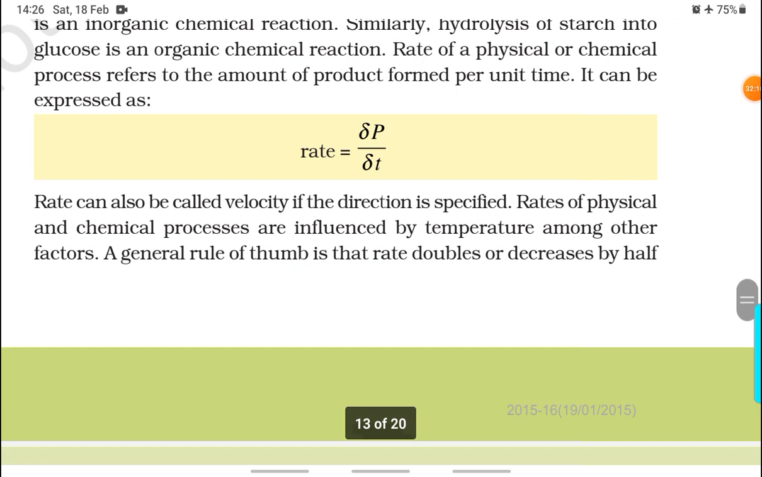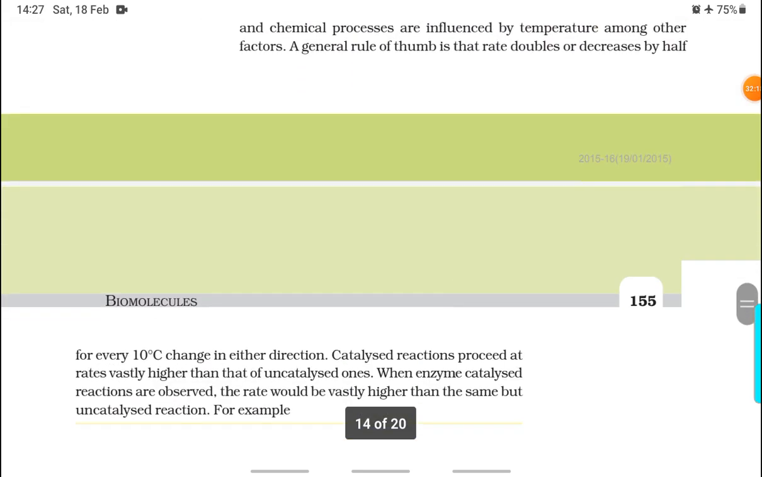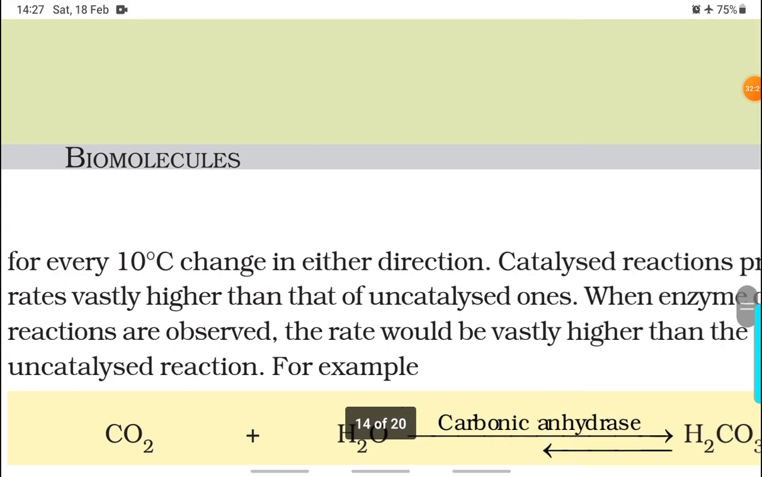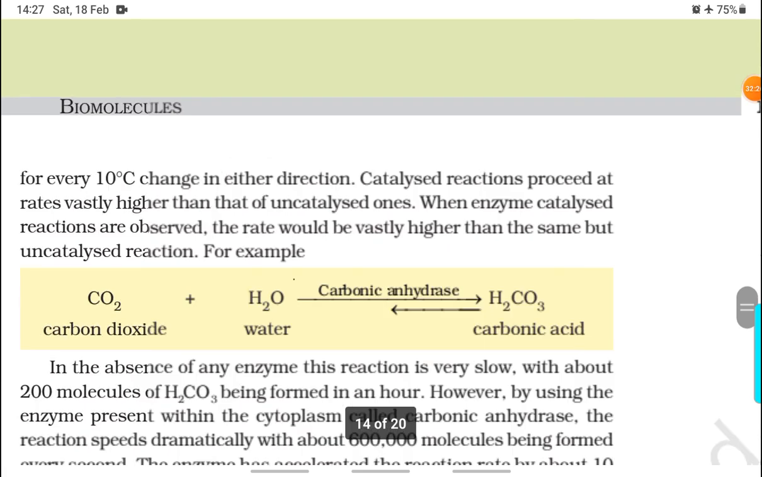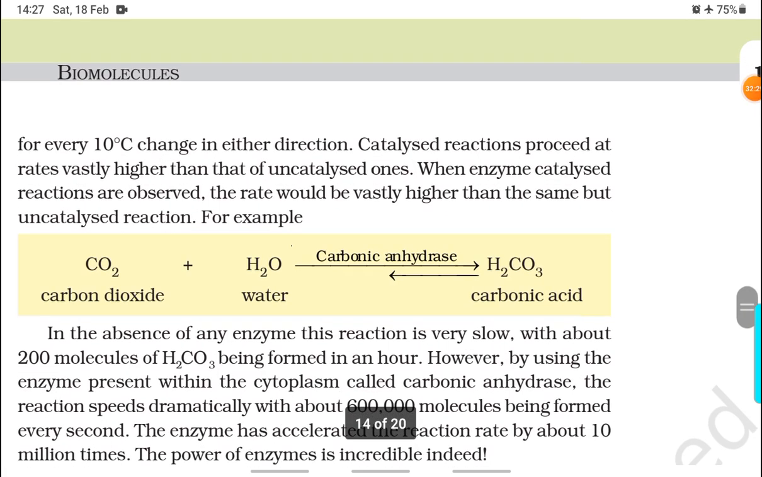Rates of physical and chemical processes are influenced by the temperature among other factors. A general rule of thumb is that rate doubles or decreases by half for every 10-degree change in either direction. Catalyzed reactions proceed at rates vastly higher than that of uncatalyzed ones. When enzyme-catalyzed reactions are observed, the rate is vastly higher than that of the same uncatalyzed reaction, for example, when carbon dioxide plus water in the presence of carbonic anhydrase produces carbonic acid.